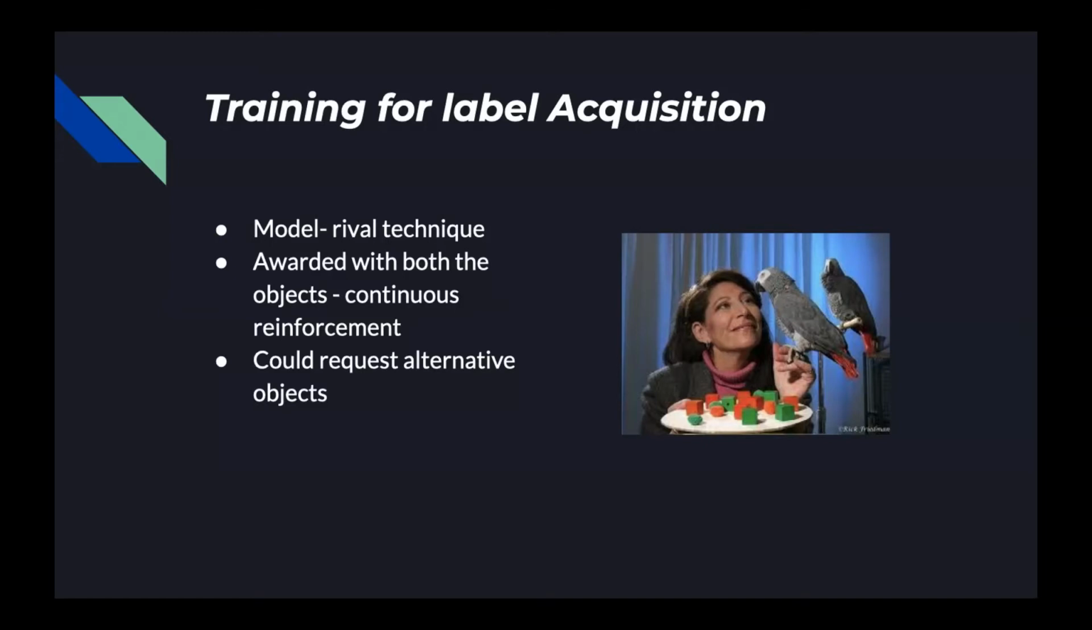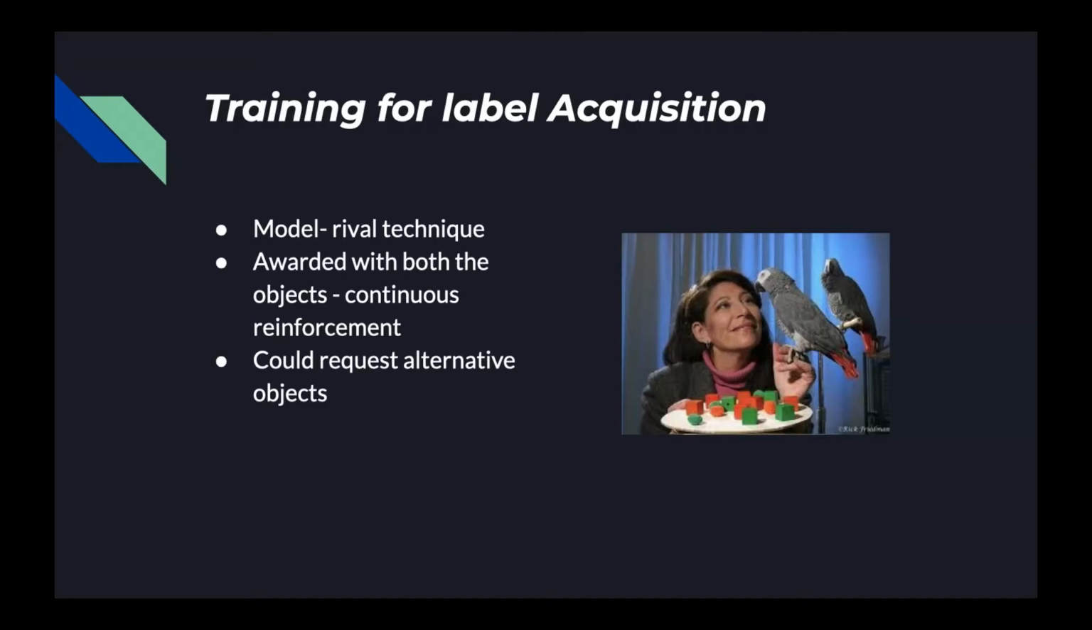Thus, continuous reinforcement could be used, right? Because we needed to know his learning strategy and how he had learned successfully through the model rival technique, right? So let's move on to what the model rival technique is. Model rival technique involves two humans.